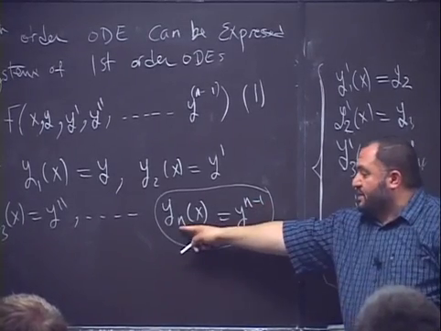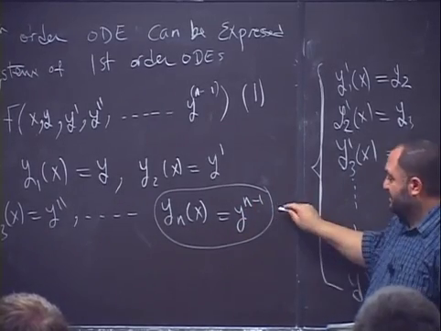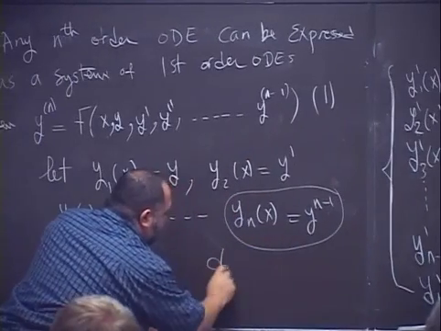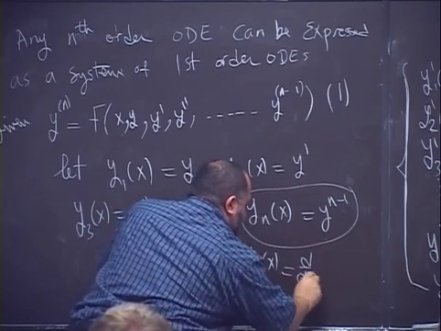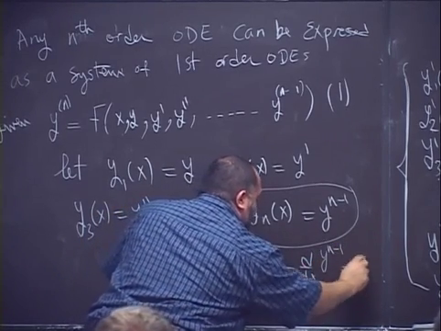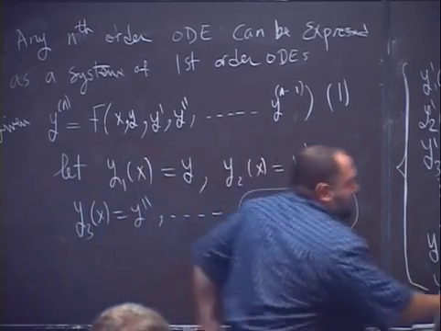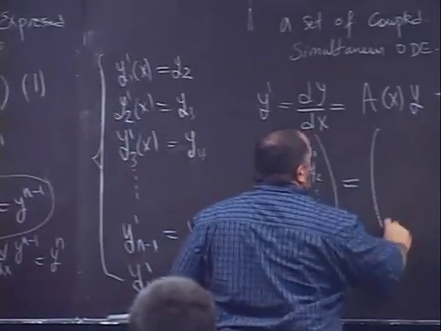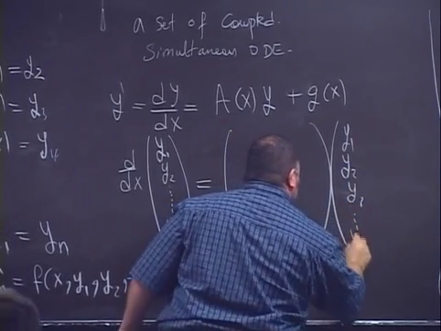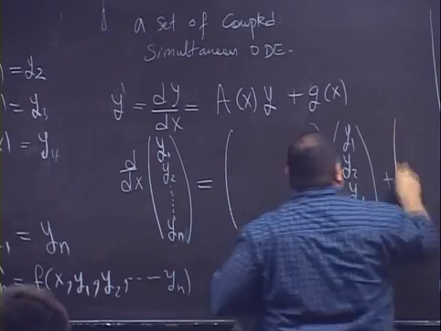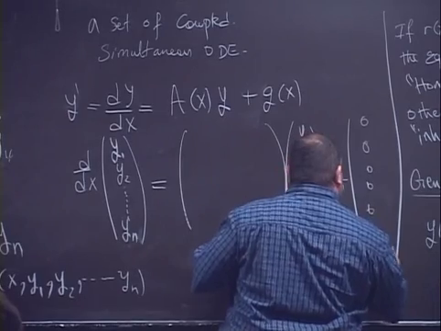So if you differentiate dyn by dx, this will be dyn minus 1 by dx, which will give you what? dyn of x by dx equal to what? It gives you yn. Did you understand this, guys? So this is n. This is correct. So this is y1, y2, y3 up to yn plus the g function here, which is 0, 0, 0, 0, 0, 0 up to r of x.